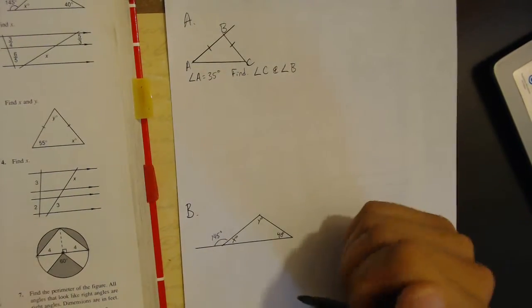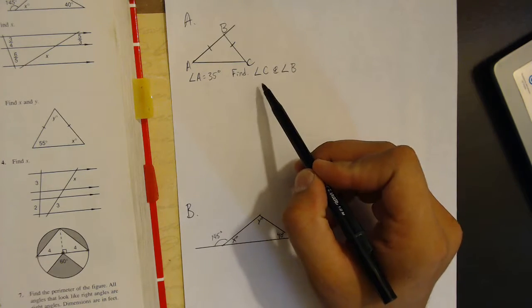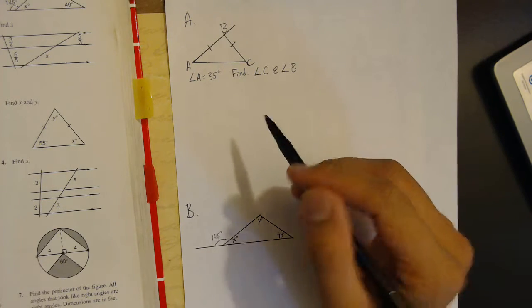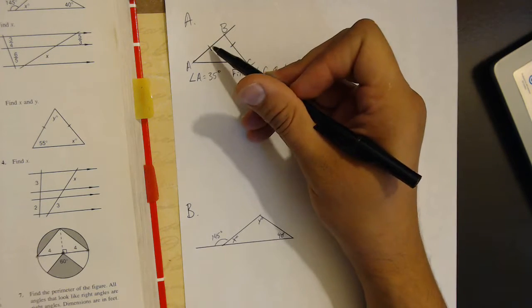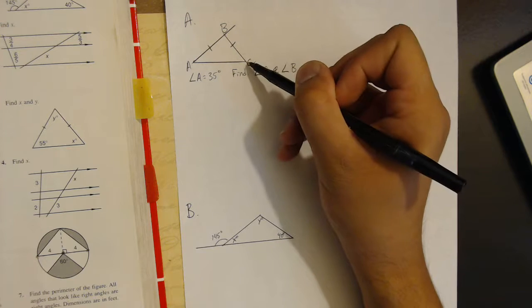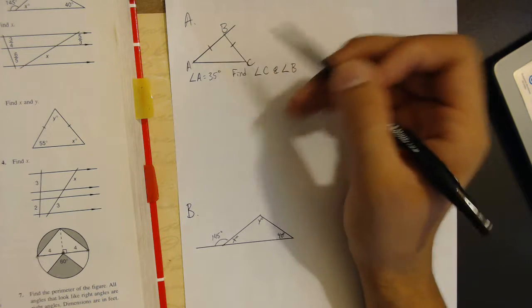gives us a triangle and gives us the length of angle A and asks us to find the length of angle C and B. If you remember from geometry in Algebra 1, these tick marks on the triangle say that this length is equal to this length, even if they don't look the same. These tick marks show that these two lengths are equal.